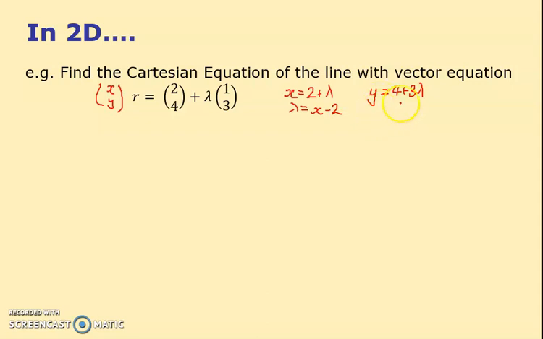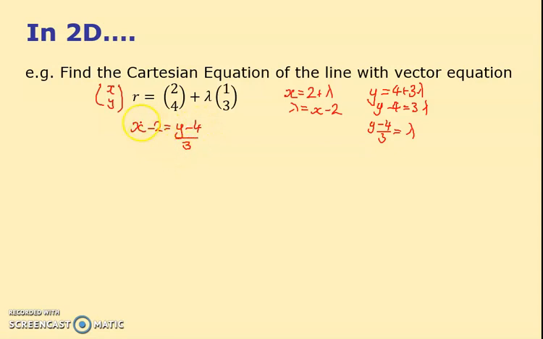And what's this one going to be? Y minus 4 equals 3 lambda. Move the 3 over, I get y minus 4 divided by 3. So all that is true, but the lambda is lambda. So I can just finish now by writing x minus 2 equals y minus 4 over 3. Now, is that the way we normally write it? No, of course it's not.